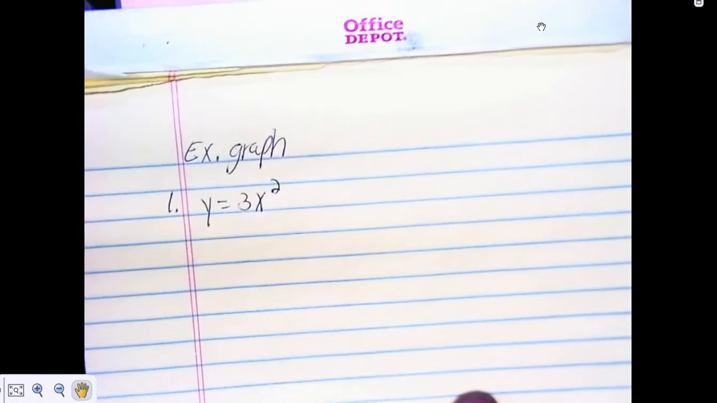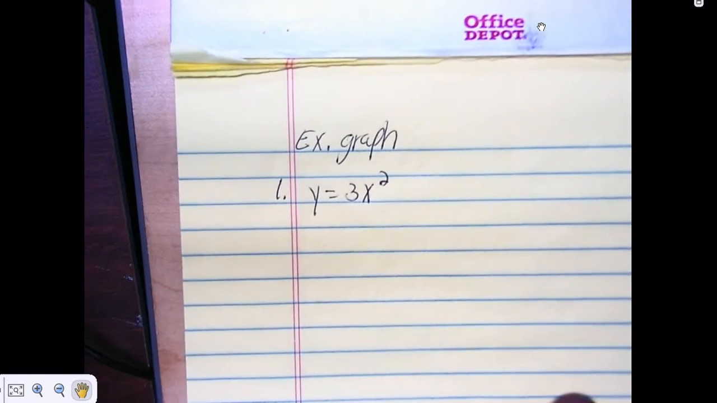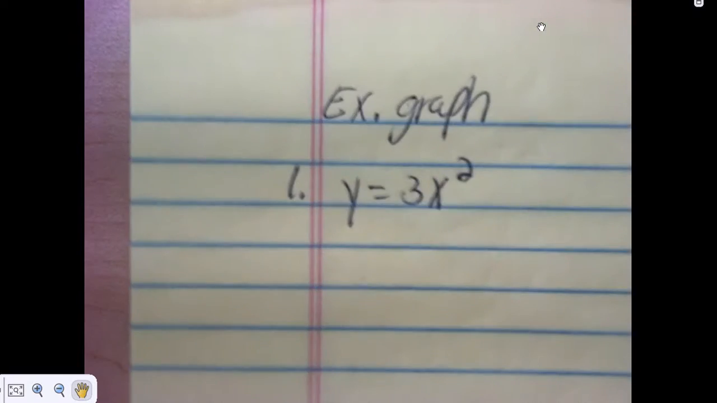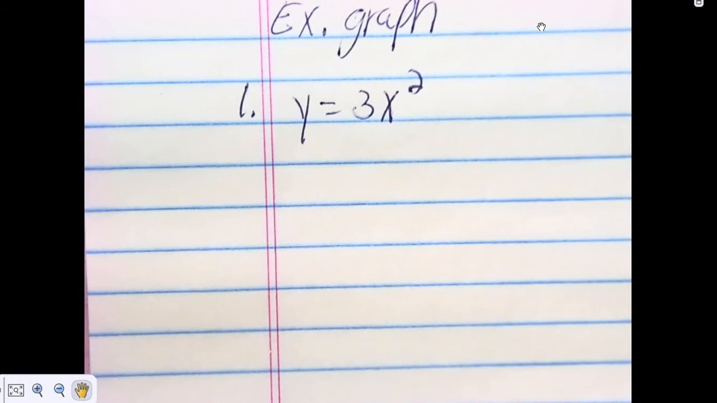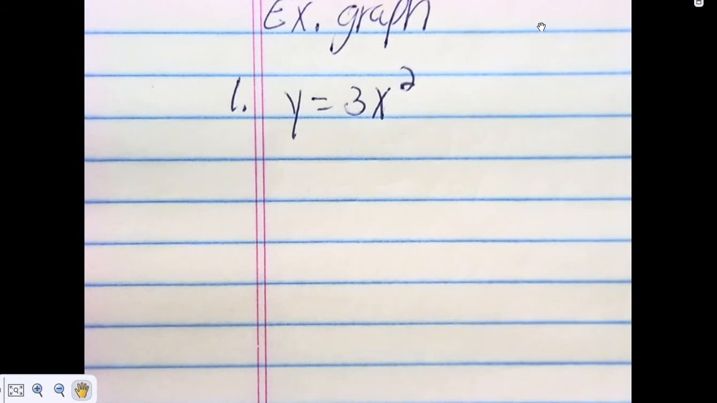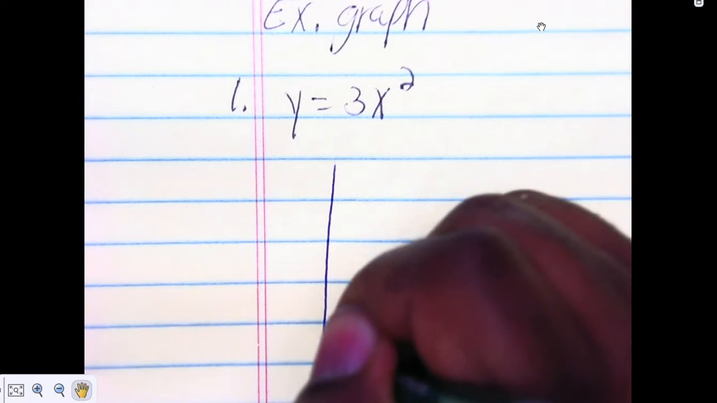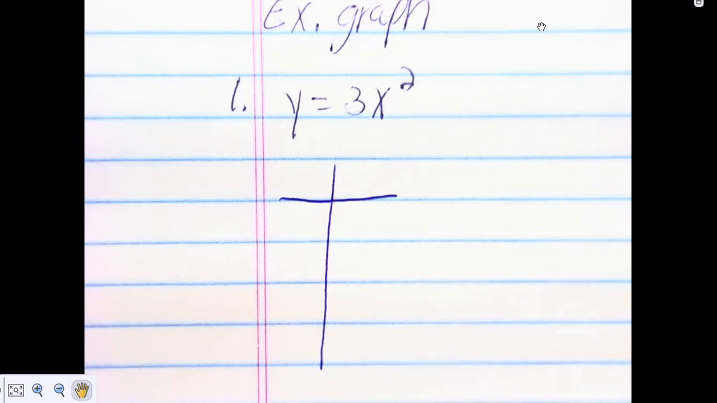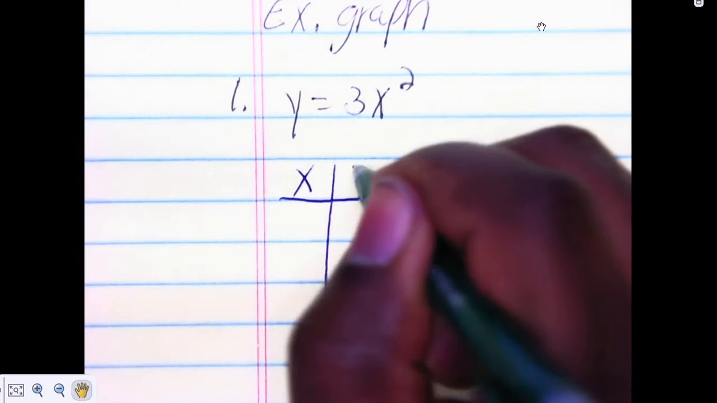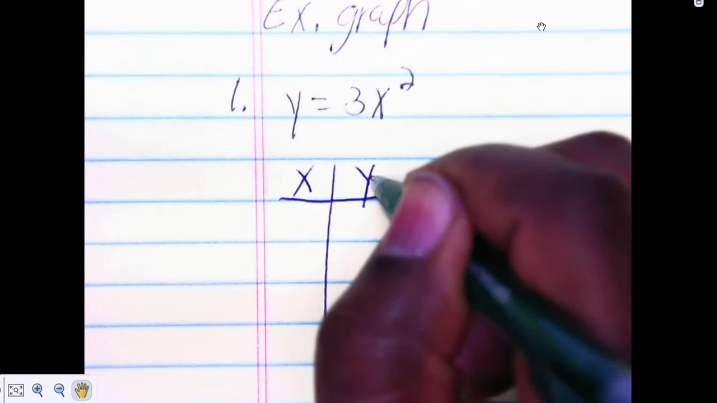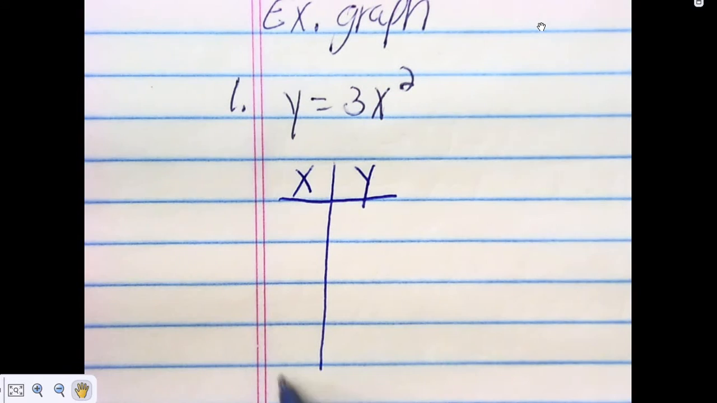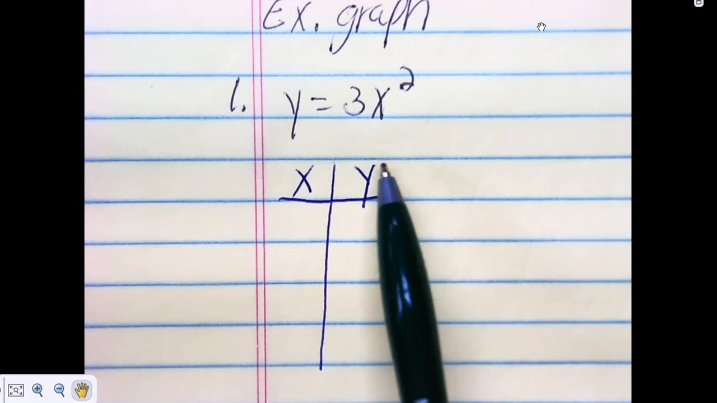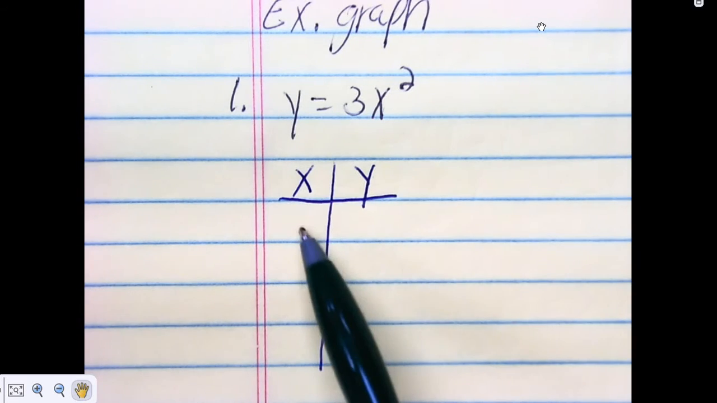I want to graph this particular function, and I just want you guys to know that whenever you have to graph, what I'm about to show you always holds true. This first step, you can always do this. Don't forget this. You can always make a table. X is independent, Y is dependent, meaning X can be whatever you want it to be. Y, you have to depend on whatever X is.